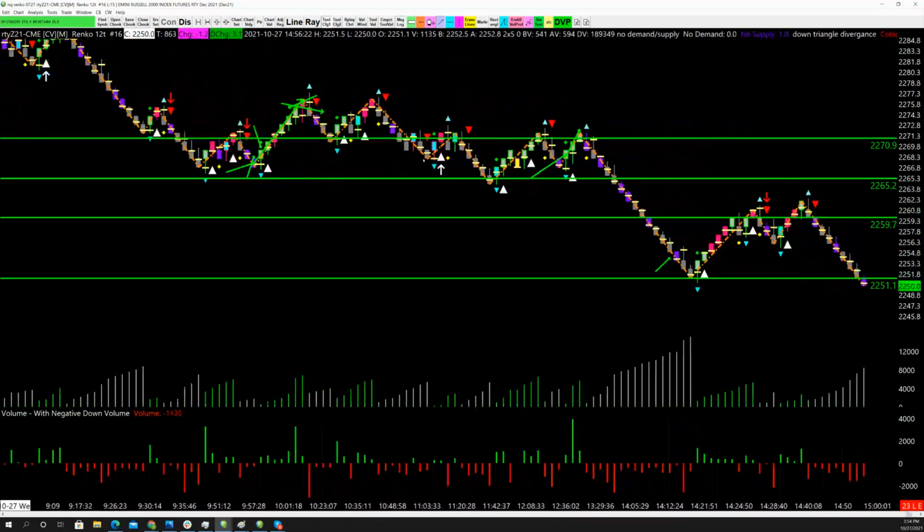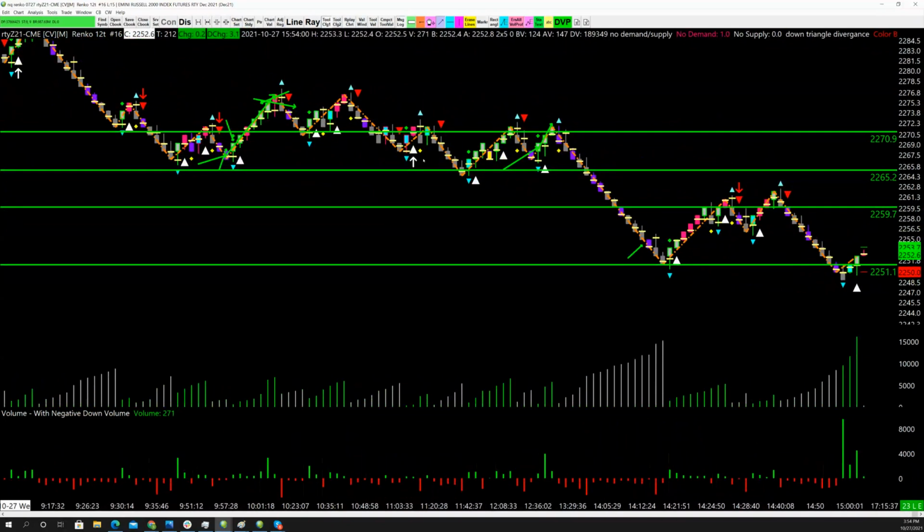There's nothing there yet. Not close. Not quite. As a matter of fact, the only thing that fired out, because we didn't get a long setup here, is they stuffed it with a short setup right over here to the downside.